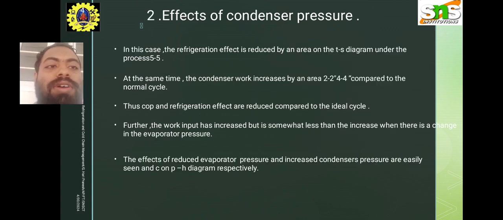Next, the effects of condenser pressure. In this, the refrigeration effect is reduced by an area of the temperature entropy diagram under the process 5 to 5'. At the same time, the compressor work increases by an area 2 to 2' and 4 to 4', compared to the normal cycle. Thus, the coefficient of performance and refrigeration effect are reduced compared to the ideal cycle. Further, the work input has increased but is somewhat less than the increase when there is a change in evaporator pressure. The effects of reduced evaporator pressure and increased condenser pressure are easily seen on the pH diagram respectively.